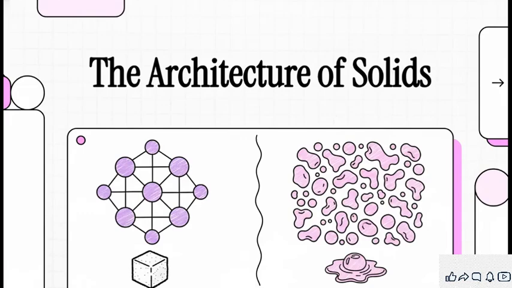All right, today we're diving deep into the secret architecture of pretty much everything solid around you. We're going to see how this hidden battle between atomic order and total chaos decides if something shatters or if it splits with perfect, clean precision.